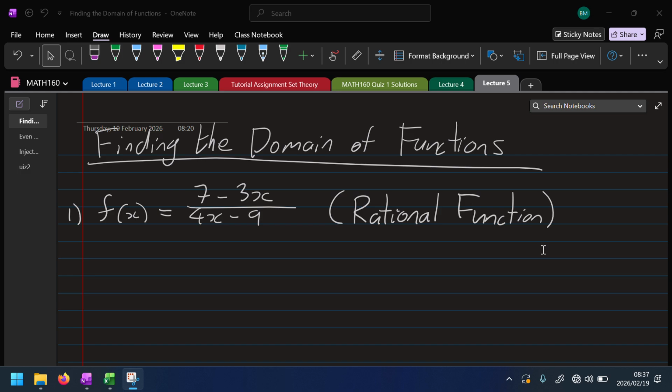Okay, let's get started. So today we've got a few things to go through. I've got 10 problems on finding the domain of a function, a little bit more difficult than what we covered yesterday. 5 of them we're going to do in class. The other 5 I'm going to leave for homework for you to try out.